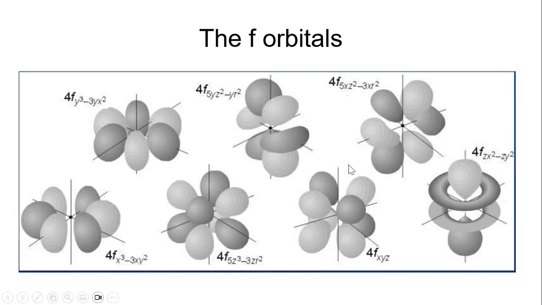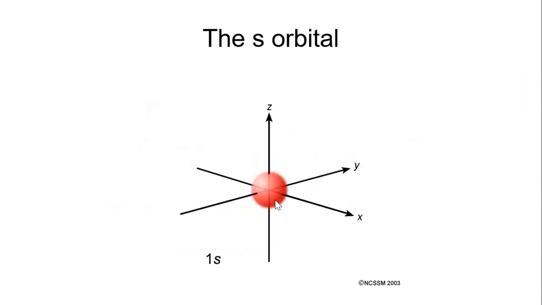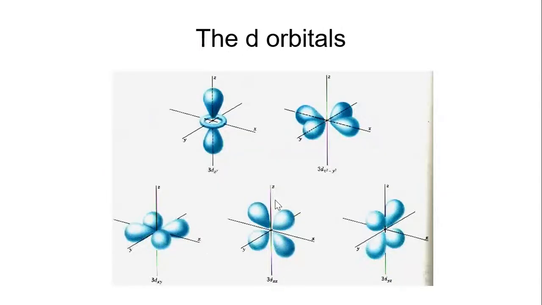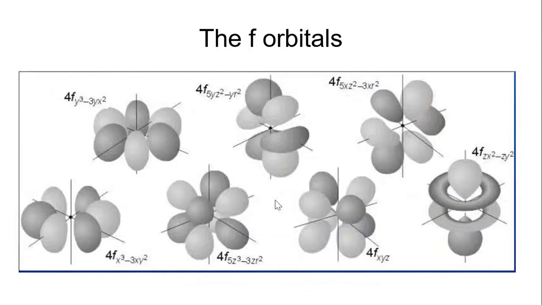So how many different directions they go? 1, 2, 3, 4, 5, 6, and 7. Okay, so the S has 1, the P has 3, the D has 5, and the F has 7. Okay. Last piece of the puzzle where we start doing the electron configurations.